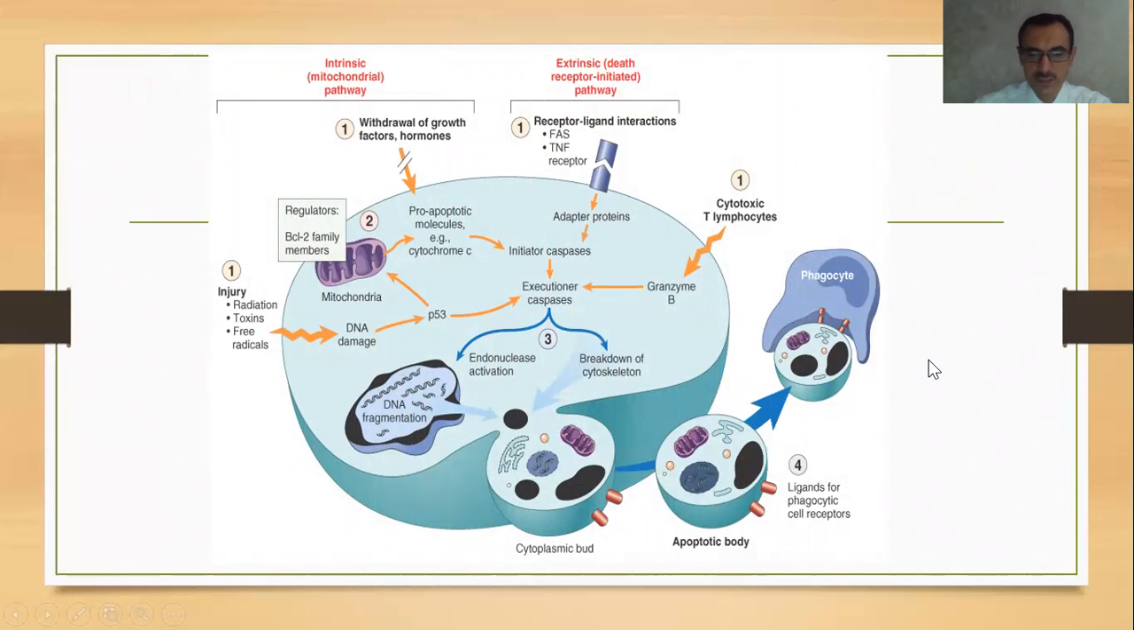Here is another illustration of apoptosis, where we see the intrinsic mitochondrial pathway and the extrinsic death receptor initiating pathway. After being triggered by these factors in the cells, they start the activation of intracellular enzymes. For example, the action of cytotoxic T lymphocytes, which release granzyme B that activates the caspases and also activates the endonucleases. DNA damage by cell injury, radiation, toxins, or free radicals activates the p53 protein, which also affects the mitochondria or directly activates the initiator caspases.